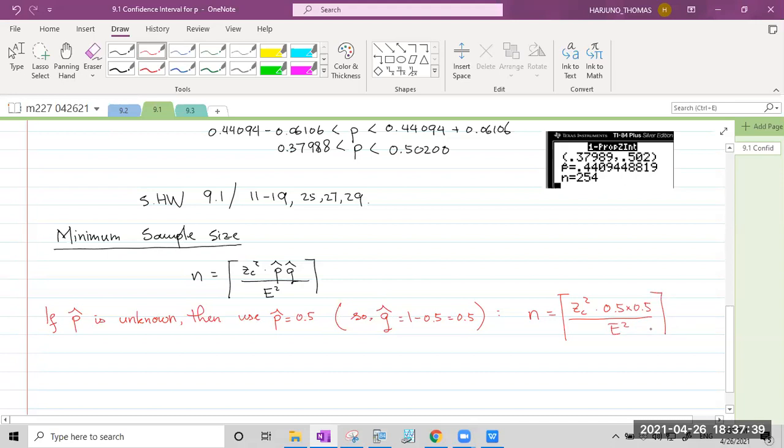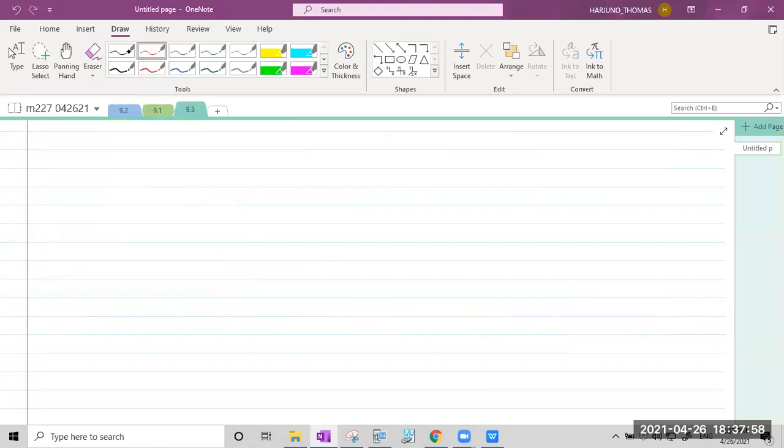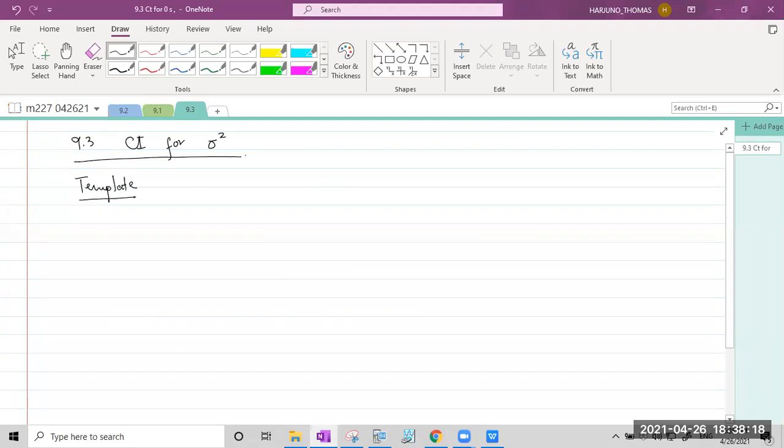This Wednesday, we will do more problems from my old tests, especially. And of course, I will do 9.3 also this Wednesday. I can give you the formula, but what I really need to do is 9.3, the confidence interval for population standard deviation and population variance. The template is different from the others.